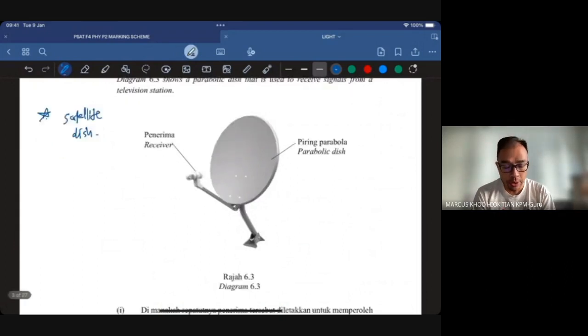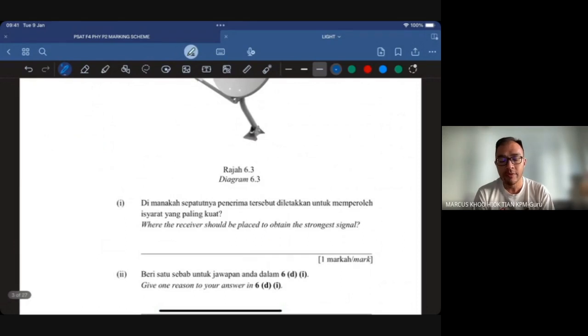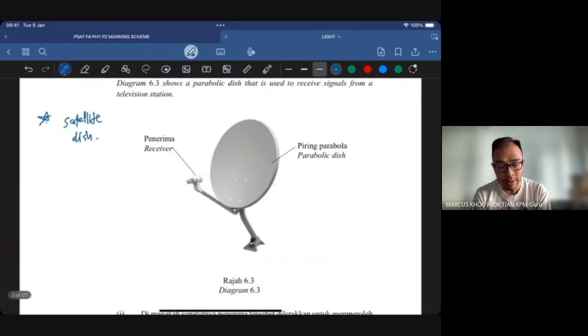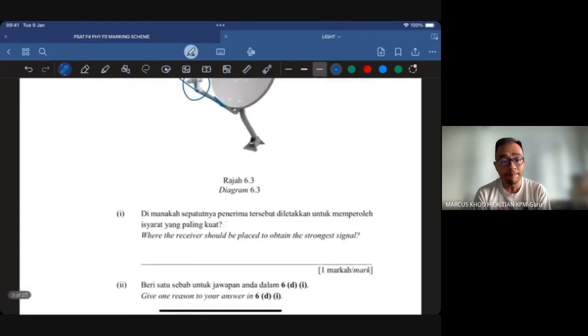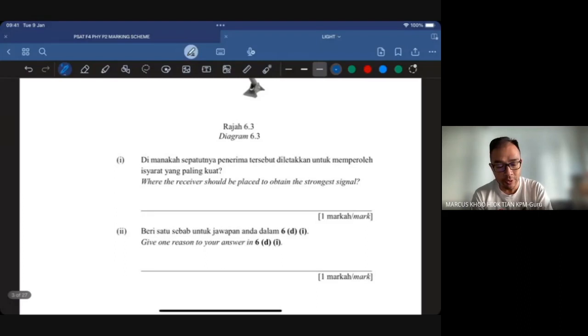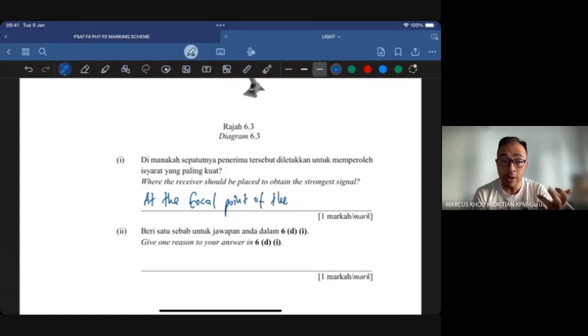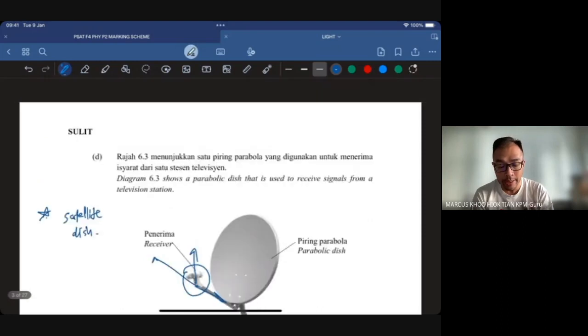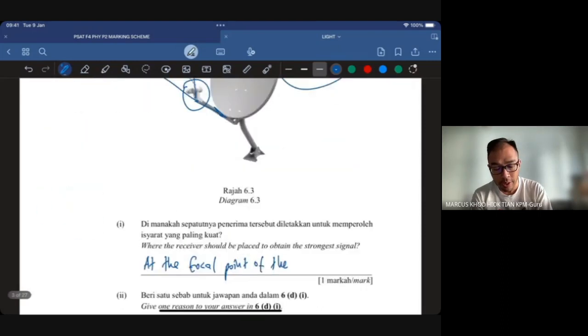So the question is, where is the receiver placed to obtain the strongest signal? That means this receiver, you can adjust it, no? You can make it longer, or shorter, or move it up, or down. But the ideal answer for this would be at the focal point of the parabolic dish, depending on the device you use lah. In our case here it is a parabolic dish, so you write parabolic dish lah.